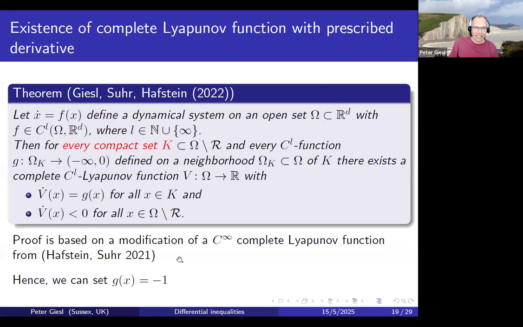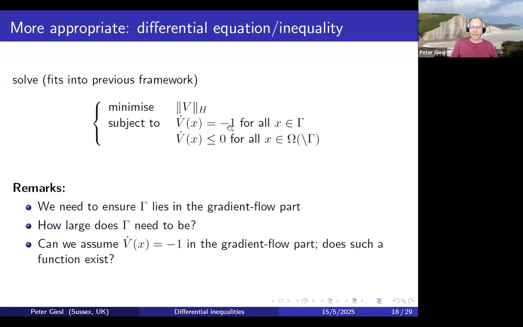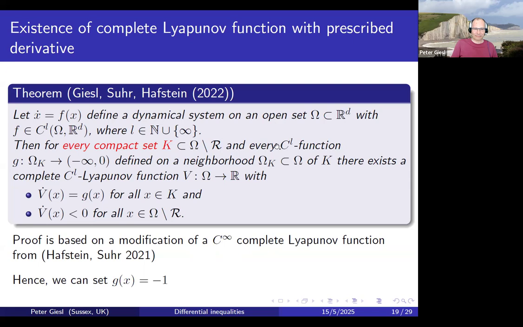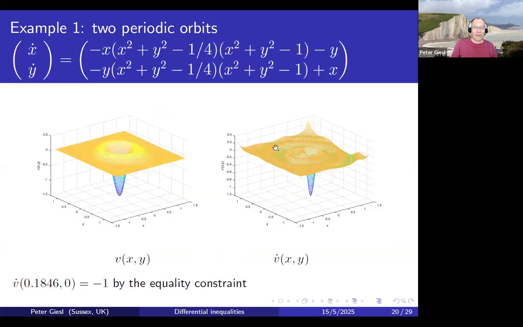And it's basically a modification of a complete Lyapunov function without any conditions, and we managed to set it to whatever function G we want. It's quite technical, the paper. So in particular, we can choose G to be -1, and such a function exists if gamma is a compact subset of the gradient flow part. So that's good news. We can use our theory, and we actually have guaranteed convergence.